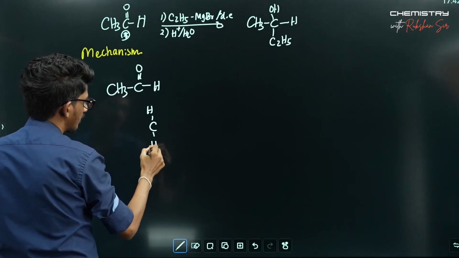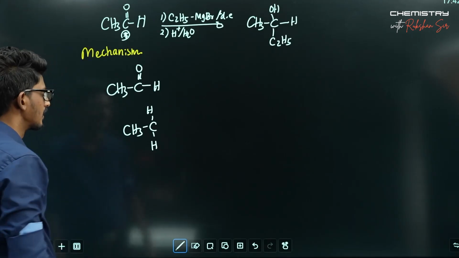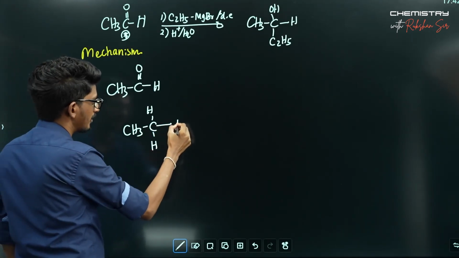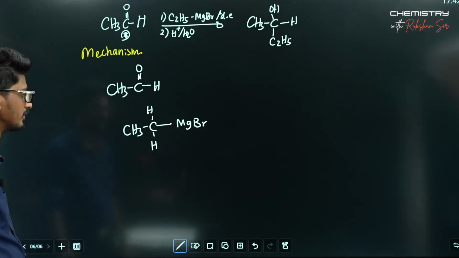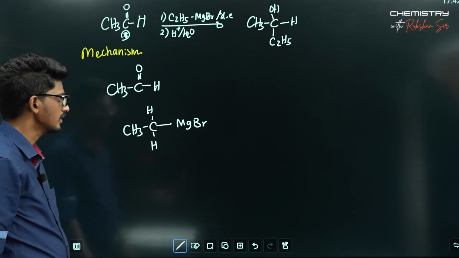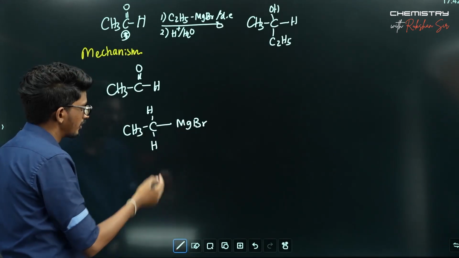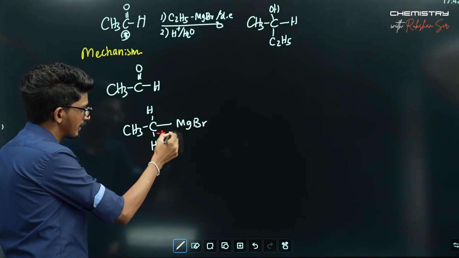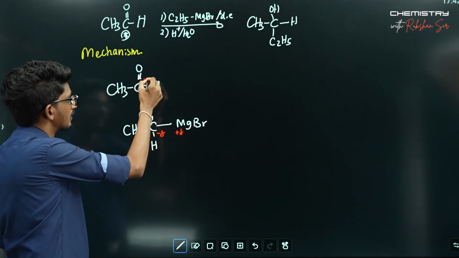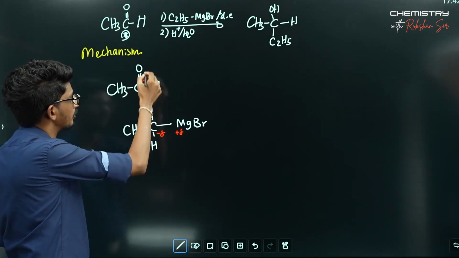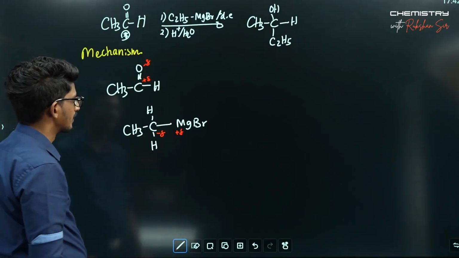So with that carbon also, you have to indicate the bonds clearly. This is the C2H5 section of C2H5MgBr, and I'm indicating all the bonds clearly with the Grignard carbon as well. So what will happen? This bond is polarized as delta negative, delta positive. This bond is also polarized as delta positive and delta negative because of the electronegativity difference. So what will happen?